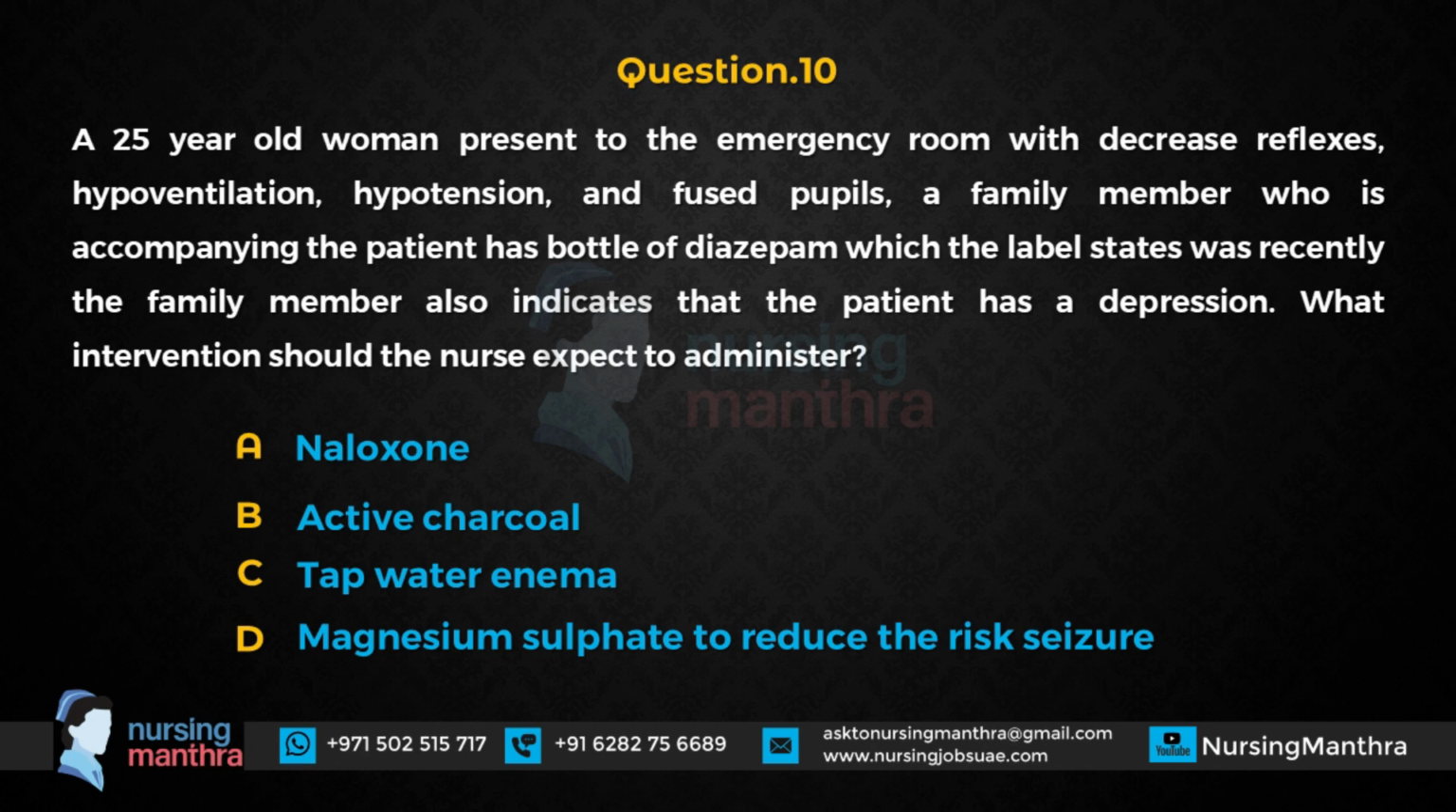A. Naloxone. B. Activated charcoal. C. Tap water enema. D. Magnesium sulfate to reduce the risk of seizure.